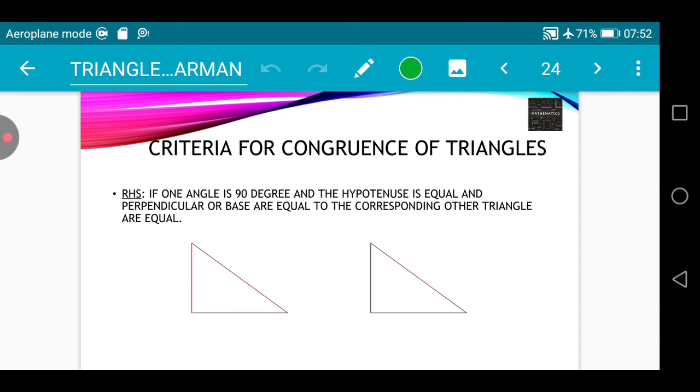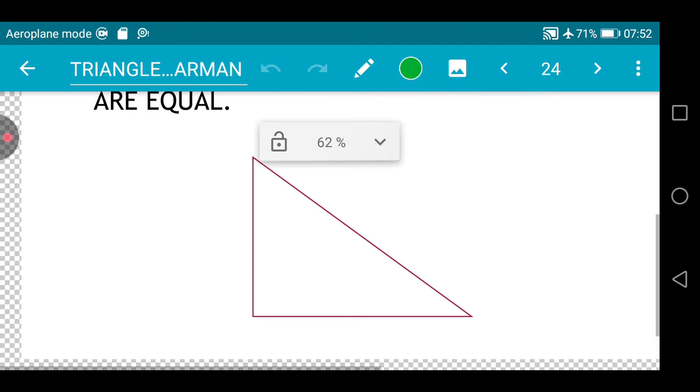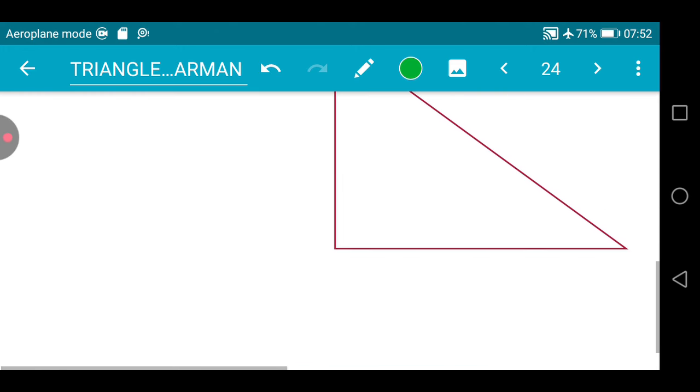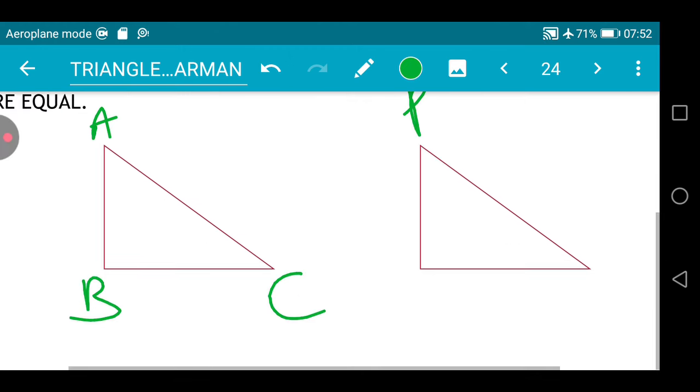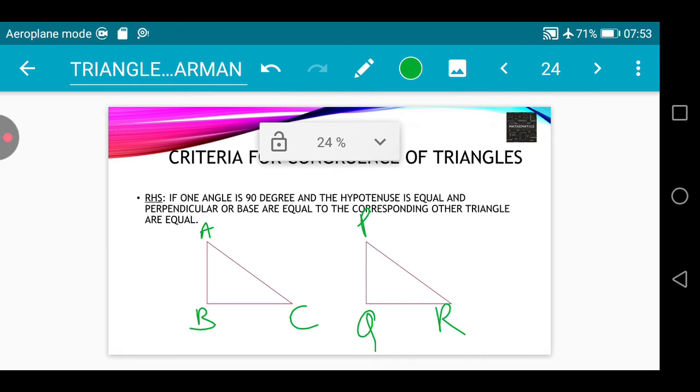Next question, question 9. Next is criteria, which is criteria RHS. If one angle is 90 degree, I have made a right angle triangle ABC and PQR. What is given? If one angle is 90 degree, and the hypotenuse is equal, AC equal to PR, and perpendicular or base are equal, if AB is equal to PQ, then by RHS these triangles are congruent.